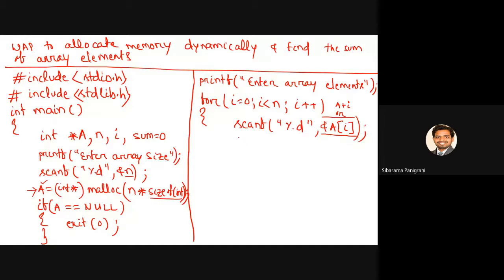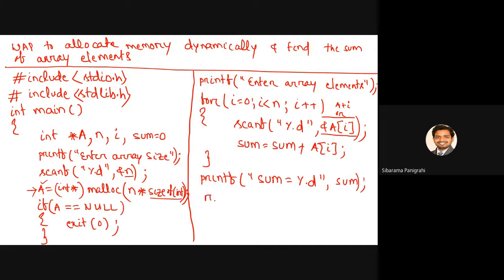Next, you want to find the sum of array elements. After accepting an element, you will write sum equal to sum plus a[i]. So that a[i] will be added to sum, right? Next, you have computed the sum, now you can print it. So printf("sum = %d"), and here in place of %d, you want to print the value of sum. Then return.